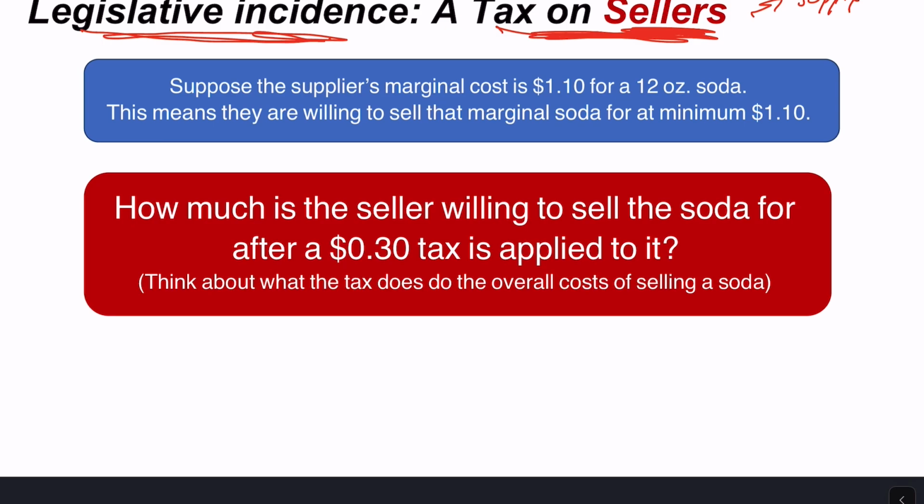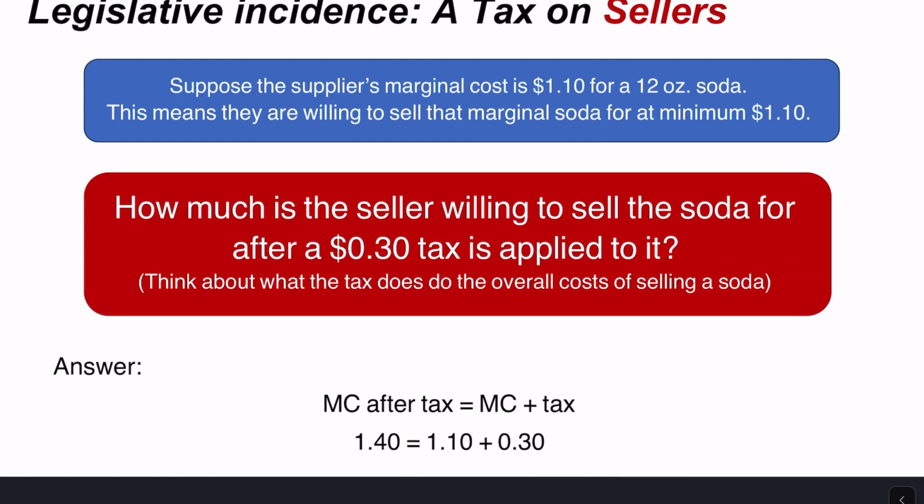Great. So now that you have a number in your head that you think they'd be willing to sell this soda for, the answer is going to be $1.40. The marginal cost of production is $1.10 right here. This is going to be like paying for the workers, paying for the water, the sugar, the packaging, the shipping, all that stuff.